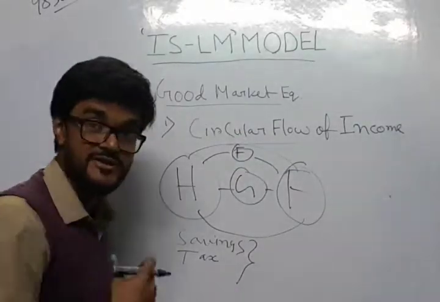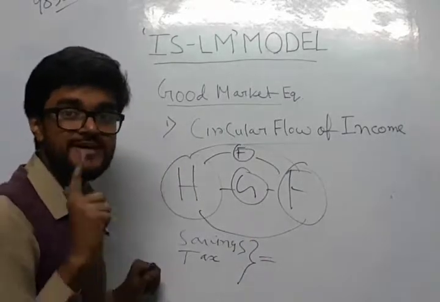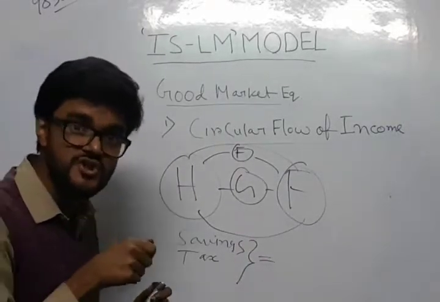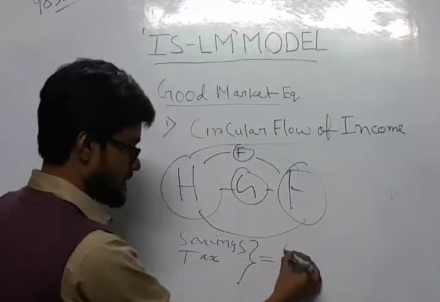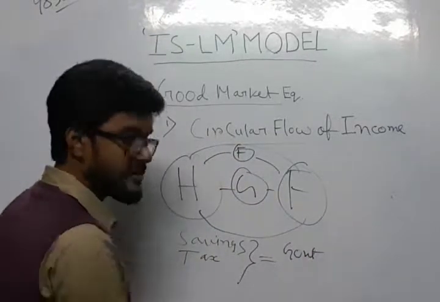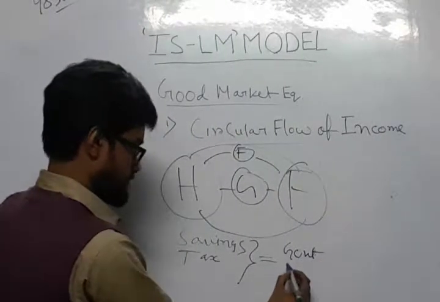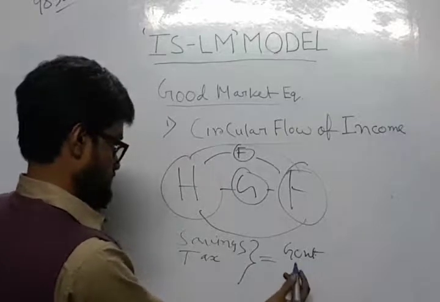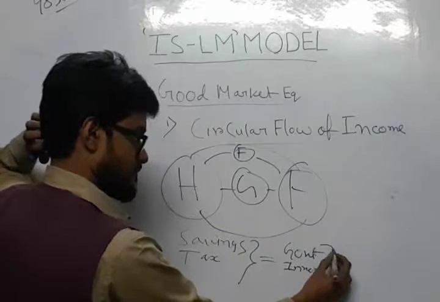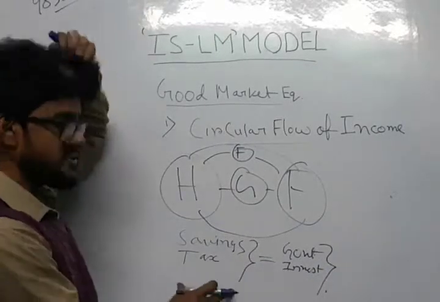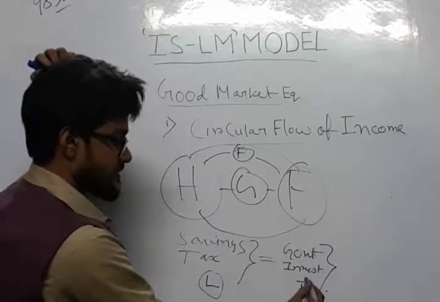Now this leakage has to be met with another thing that is called injection. Injection of income, which is what? That is government expenditure and investment. So this term is called leakage, and this term is called injection.